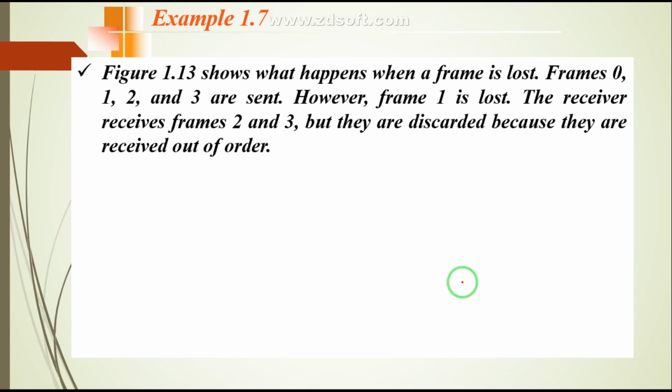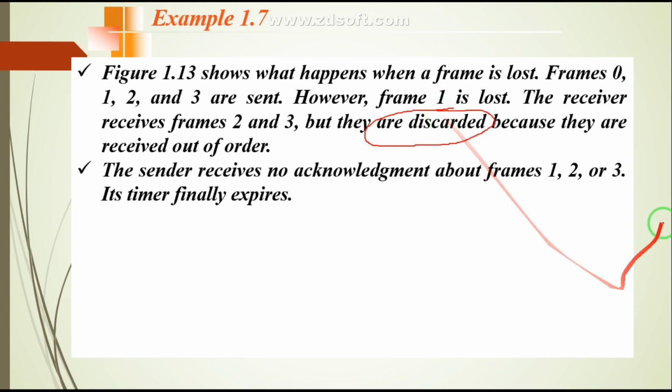Now in the next example, guys, we are showing what happens when a frame is lost. So suppose frames 0, 1, 2, 3 are sent. However, frame 1 is lost and the receiver receives frames 2 and 3, but they are discarded because they are received out of order. This is another scenario, guys.